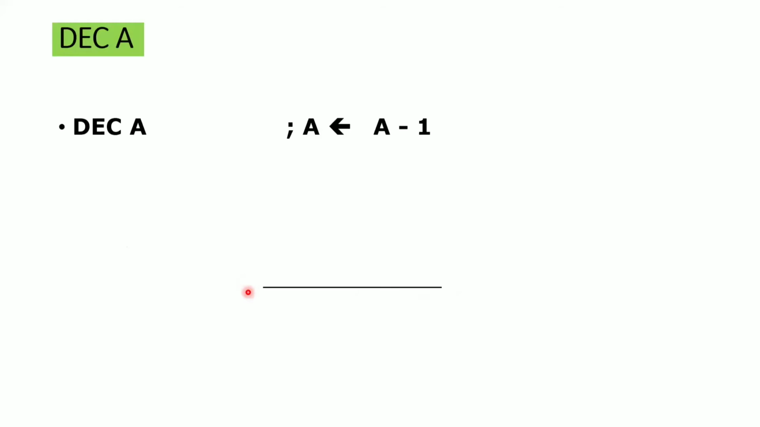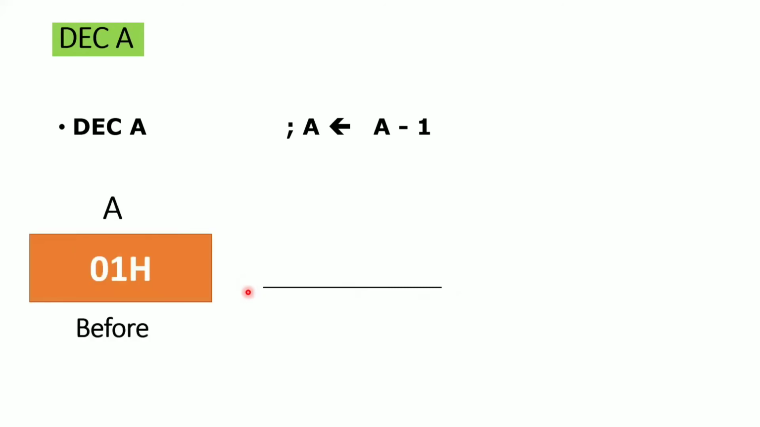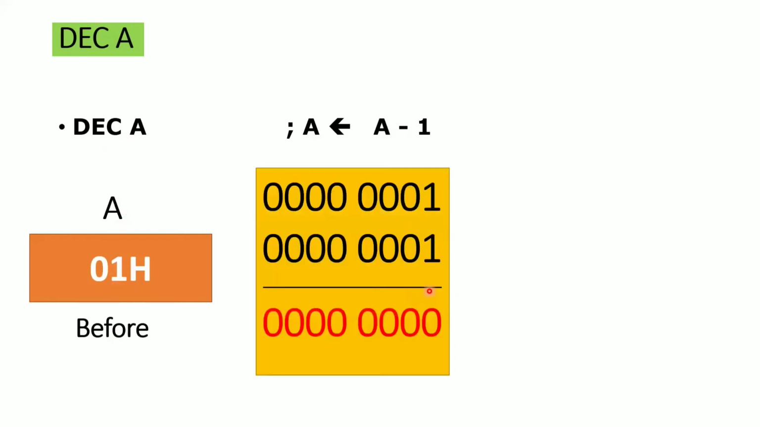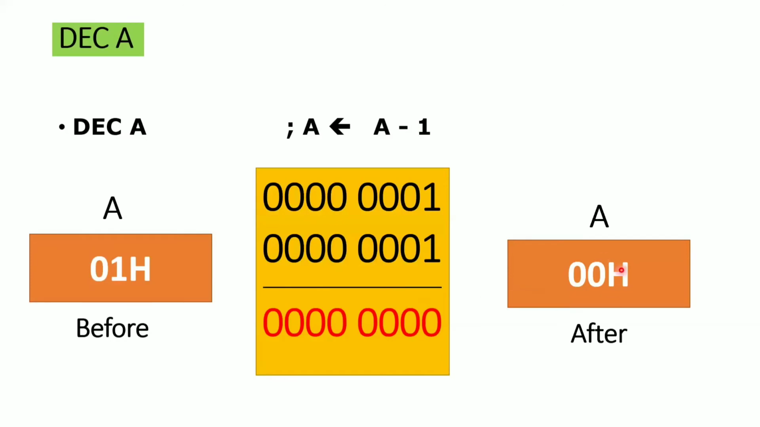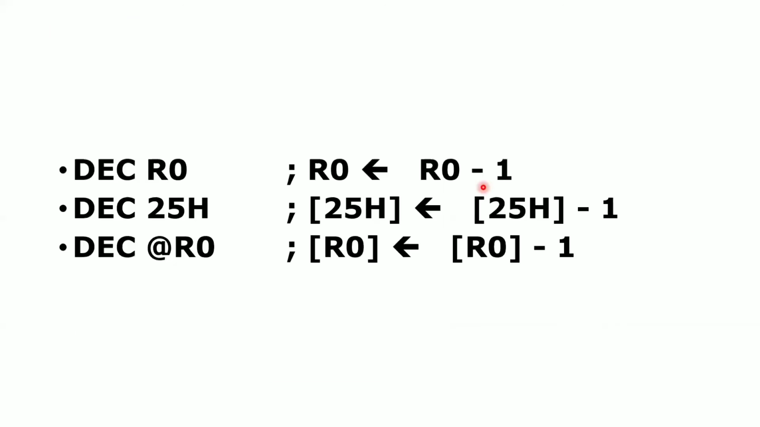Next one is decrement. Just like your increment, you have decrement, and decrement means subtracting one value from your register. Okay, now the first instruction is decrement A. That means I am subtracting 1 from your register. Earlier the A register consisted of 01H, so you subtract this one, you will get 00H, right? Simple.